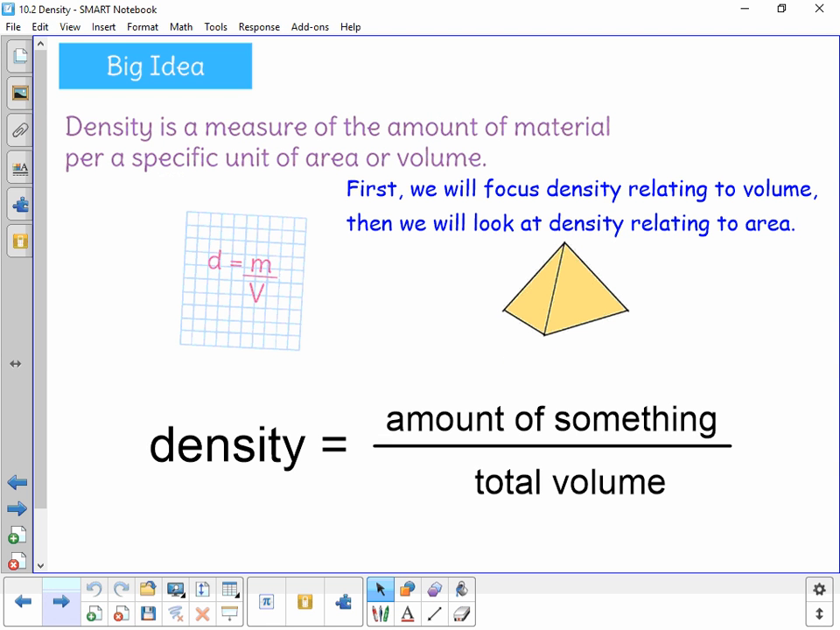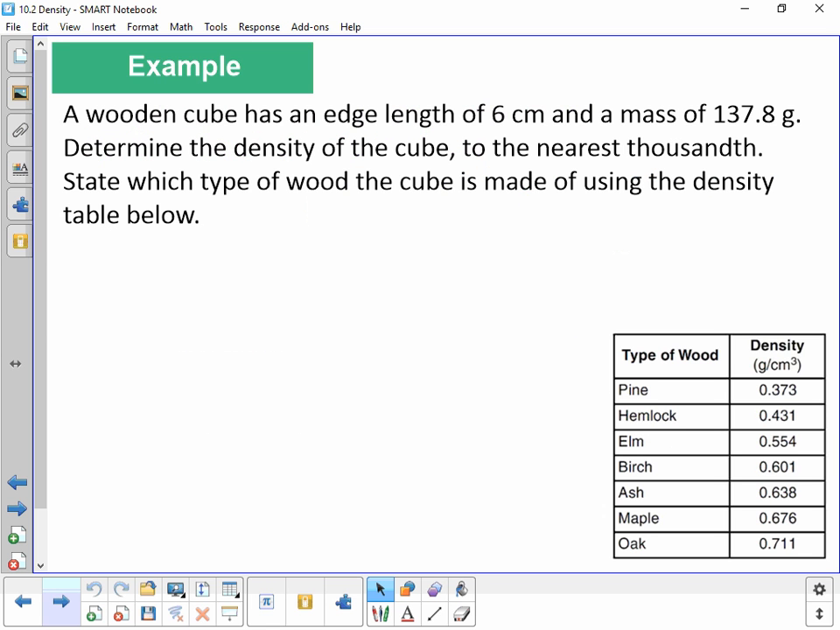So density is the measure of the amount of material per a specific unit of area or volume. First, we're going to focus on density that relates to volume, and then in a minute we'll look at density relating to area. So the first one we're going to focus on is density, the amount of something divided by the total volume. So we're going to start with a wooden cube.